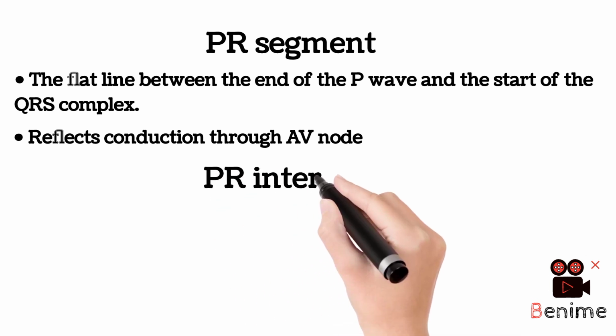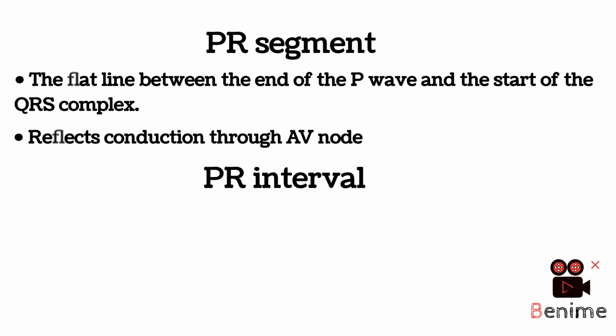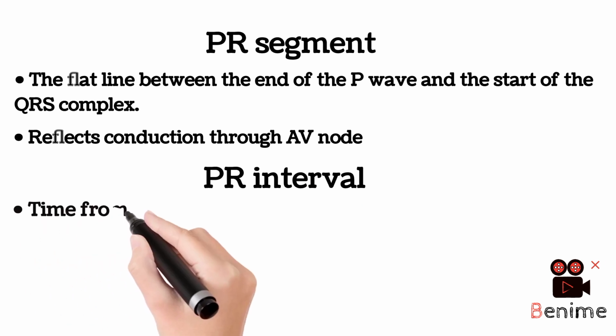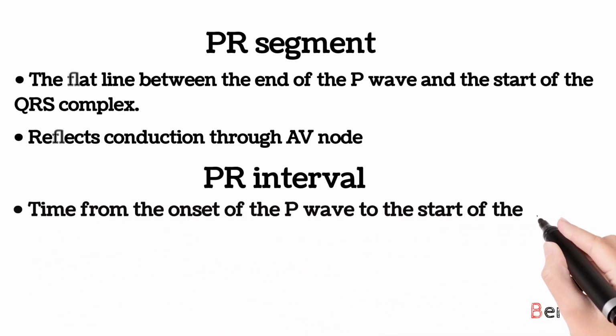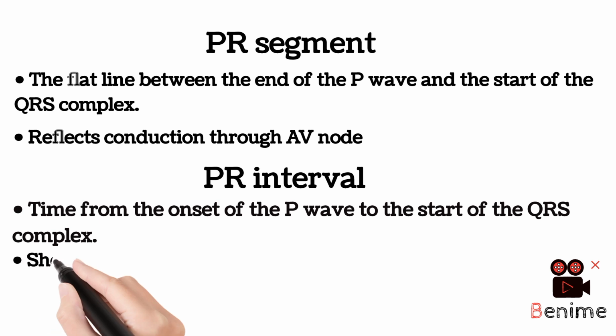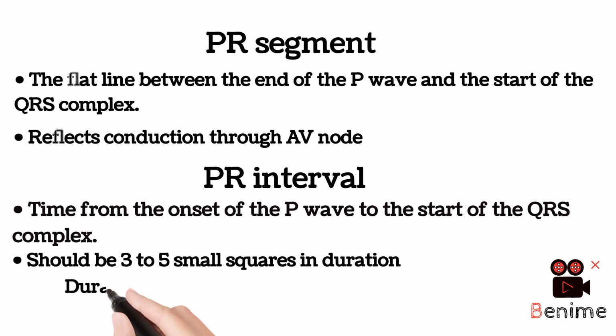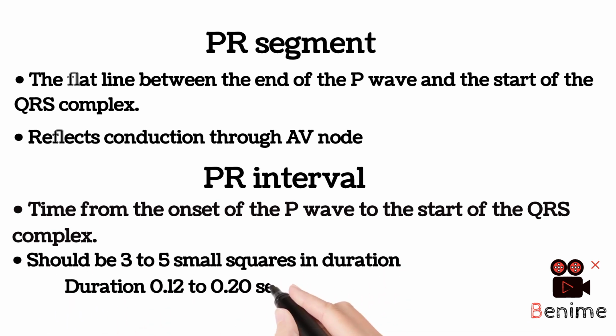Interval is the term used when we talk about more than one component. So the PR interval includes the P wave and PR segment. It is the time from the onset of the P wave to the start of the QRS complex. It should be 3 to 5 small squares in duration, which is about 0.12 to 0.2 seconds. Just remember 3 to 5 small squares, as you already know that one small square is equal to 0.04 seconds. So simply multiply 0.04 with the number of boxes and you get the answer.